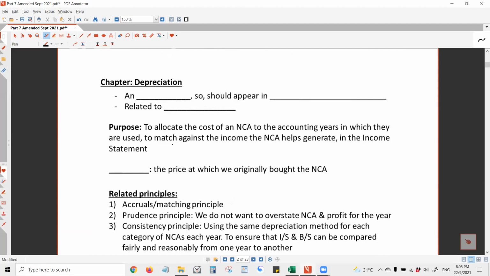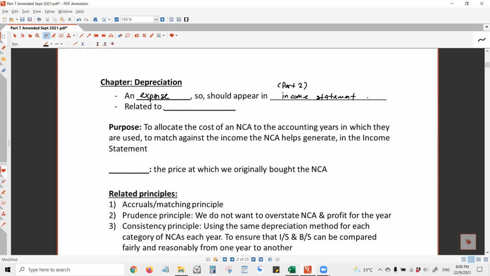Before I tell you what it is exactly, you fill up the blanks here first. Depreciation is an expense. So where does an expense appear? You learned it from part 2 that an expense should appear in the income statement. So you write income statement. In the income statement, you have a big group of incomes and a big group of expenses. If you have more income than expenses, you get profit for the year. If you have more expenses than income, you get loss for the year.